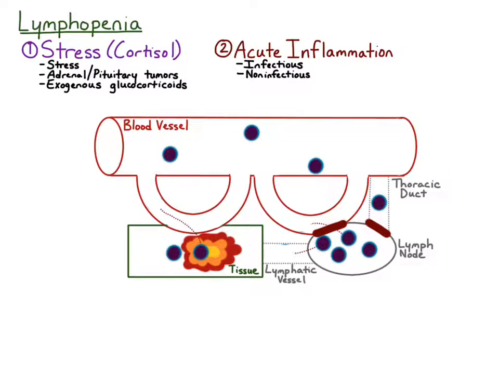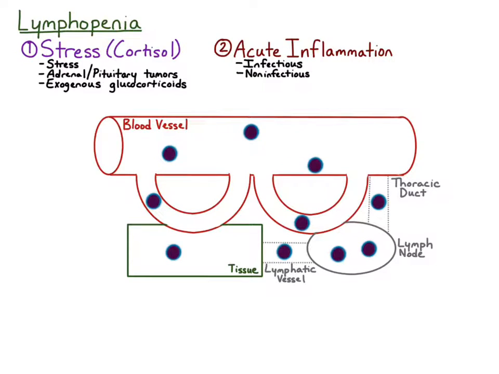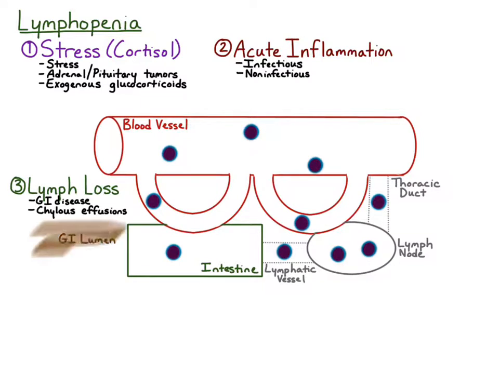Okay, so now I'm going to reset the picture again so that I can talk about the third cause of lymphopenia, which is lymph loss. And the two sites that animals can lose lymph is either the GI tract or into the pleural space, which is called a chylous effusion, where there's leakage of chyle into the pleural space. So first I'll talk about GI disease, and I'm going to change this tissue so that it's an intestine and make a lumen, the intestinal lumen, over to the left.